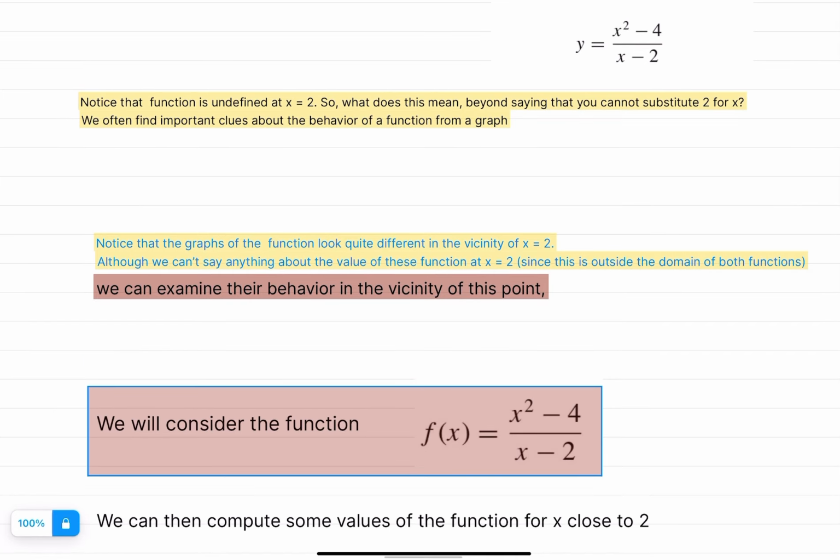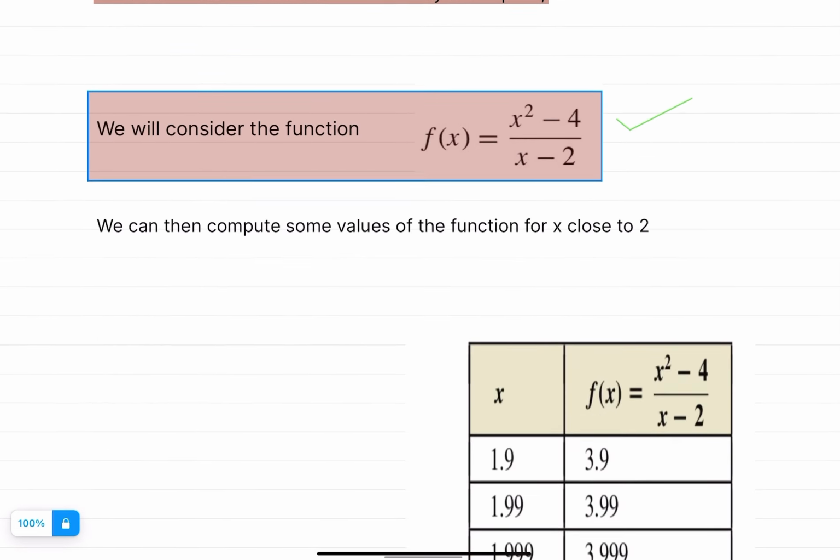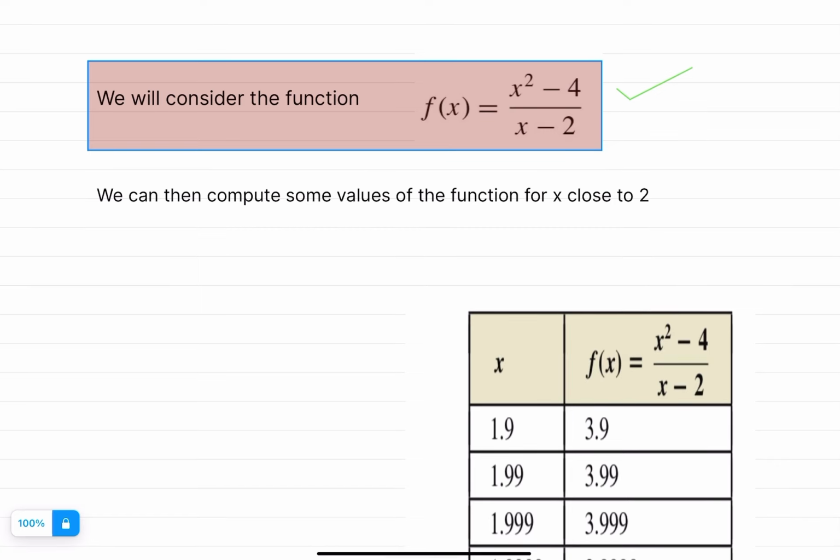We will consider this function again, x squared minus 4 divided by x minus 2. We can calculate the values of the function for x nearer to 2. In the first table, I will calculate it numerically. We know that the function f(x) equals x squared minus 4 divided by x minus 2.